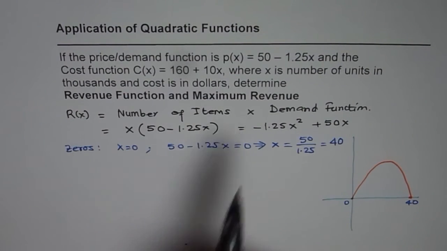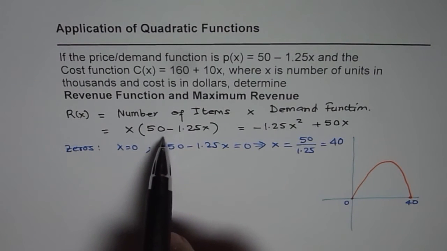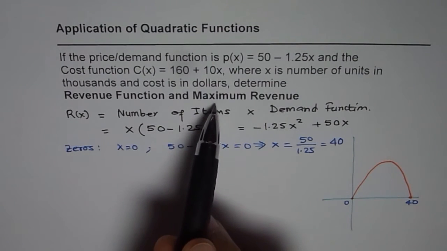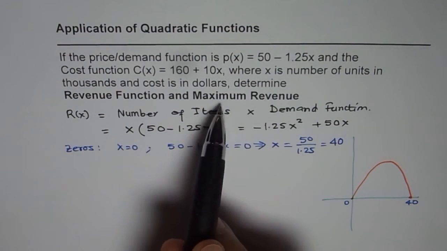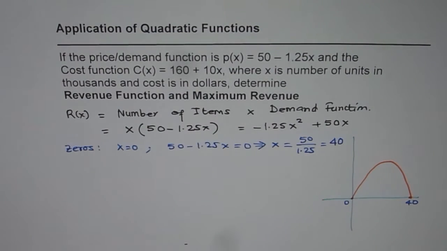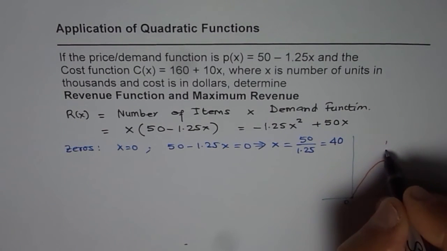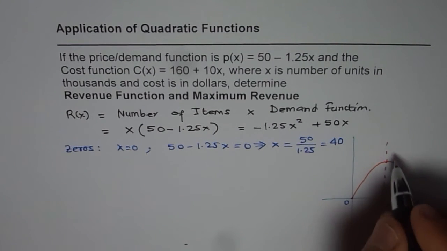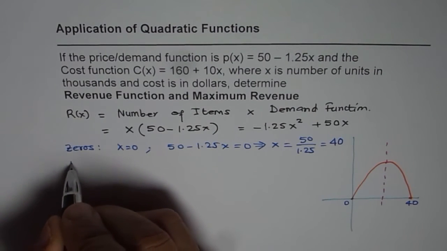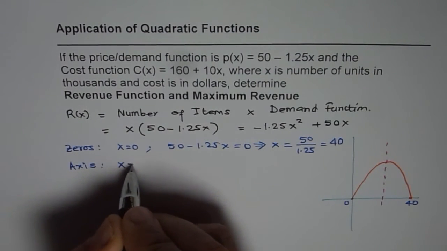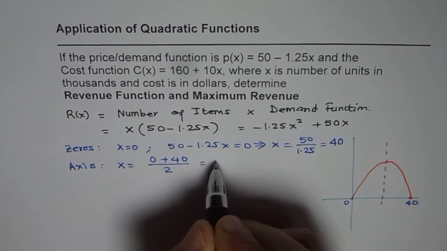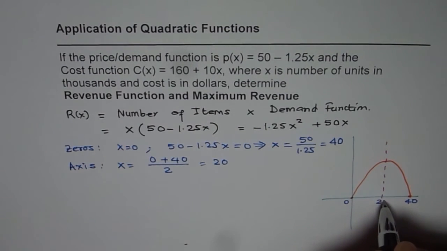Now we already have a revenue function here. I've written the revenue function in factored form and also in standard form. At times they may ask you in standard form, right? Now we need to find when is the revenue maximum and how much it is. To find the maximum revenue, we should be looking at the axis of symmetry for this parabola, right? So that is always midway between the zeros. So this axis of symmetry will be at x equals midway of zeros, meaning we'll add them, 0 and 40 divided by 2, right? So that gives us 20. So that is the location.